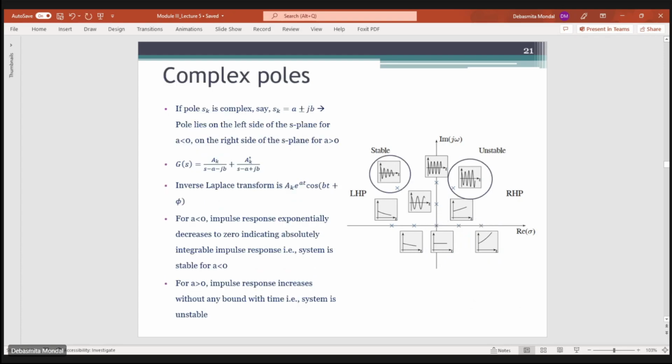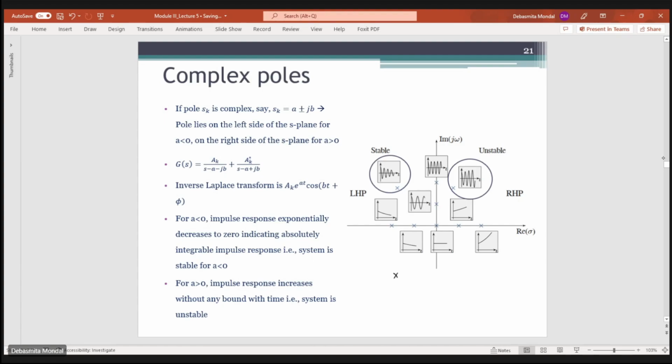Now, if instead of real poles, let's say you have complex poles. Complex poles always exist in complex conjugate form. So let's say the poles are sk equals a plus minus jb. That means you have one complex pole over here, and the other complex pole will be somewhere over here. Let's see the impulse response for this complex pole.